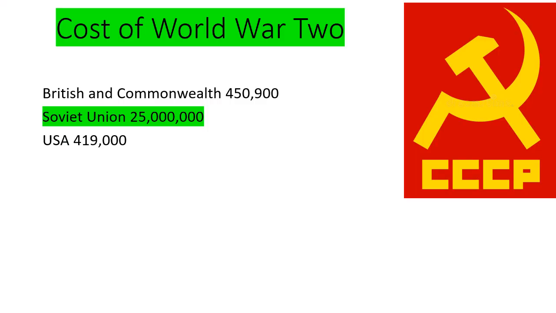Okay, these are the numbers. I've got 25 million as their casualties. Could be as many as 27 or more. Every death is a tragedy, but if you look at the British and Commonwealth casualties, the numbers of deaths, they're below 500,000. And if the figures are to be believed, then certainly the Soviet Union had paid a massive price for winning what they call the Great Patriotic War.